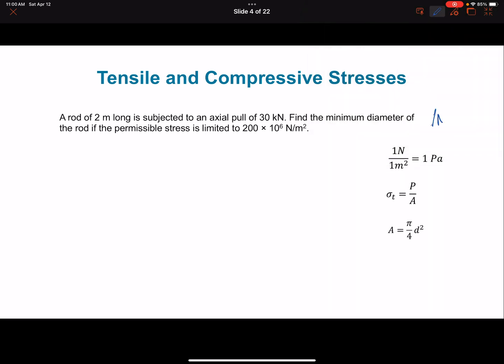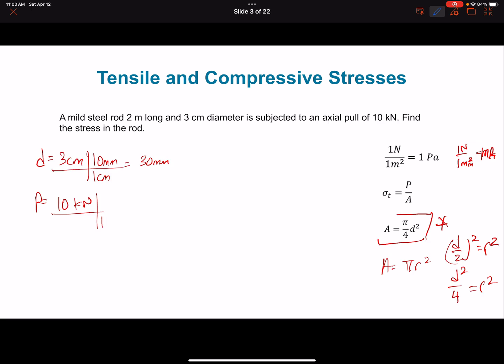So we're doing 1 Newton over 1 millimeter squared is a megapascal. And hopefully you got that stuff with the diameter down here, right? So we can also use A equals pi r squared if we're looking for the radius. But anyway, this isn't even the same problem. Here it is. My bad.